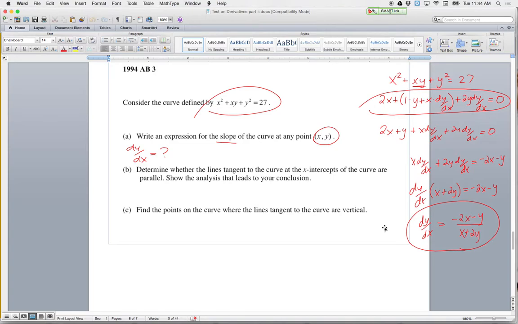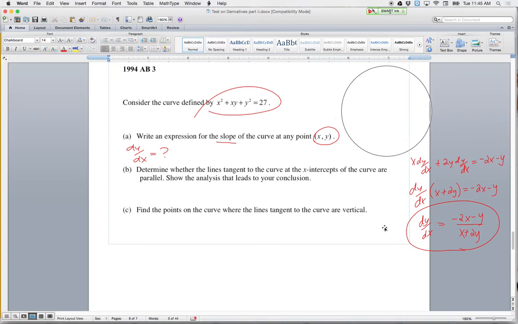Okay? Part B, you still got a shot. Part B and C, even if you screwed up Part A, you still got some opportunity to get some points on Part B and C. So Part A was worth 3 points. So I'm going to go ahead and erase that, and I know my derivative here is negative 2x minus y over x plus 2y, which, by the way, you also could have that negative on the bottom.